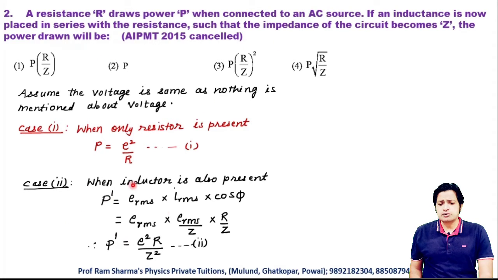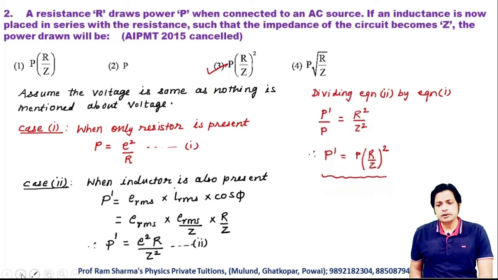Just divide equation number 2 by 1, whatever is common will get cancelled, and you should get the answer finally. It's a very easy question. The only thing is that the student should know the formula for power factor, and should know that only E should be there in the picture. If there is current, you can always replace that current by E by Z. So let me see what is the answer. This is the final answer. So you just divided equation number 2 by equation number 1.